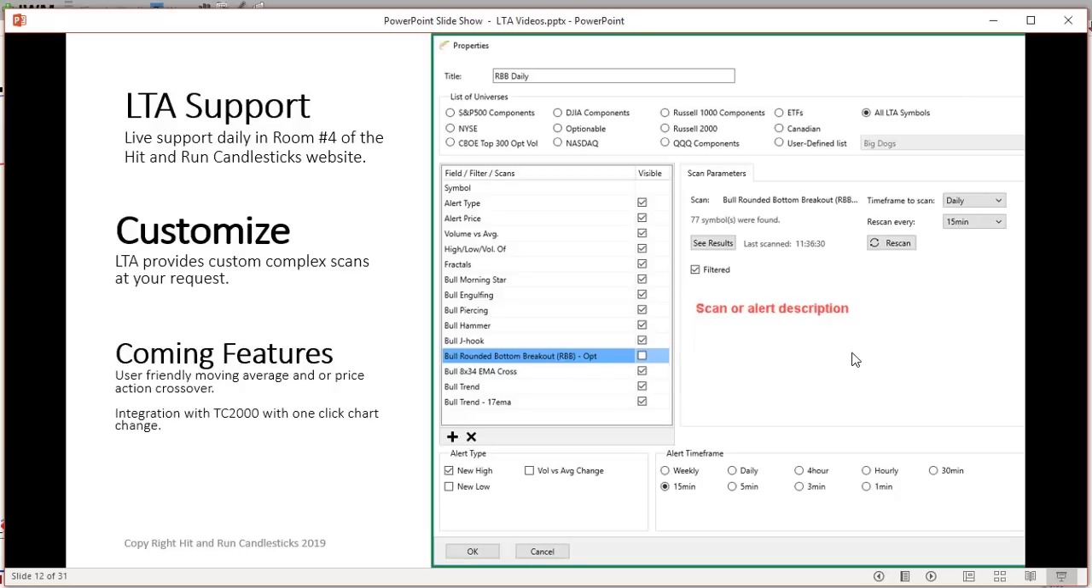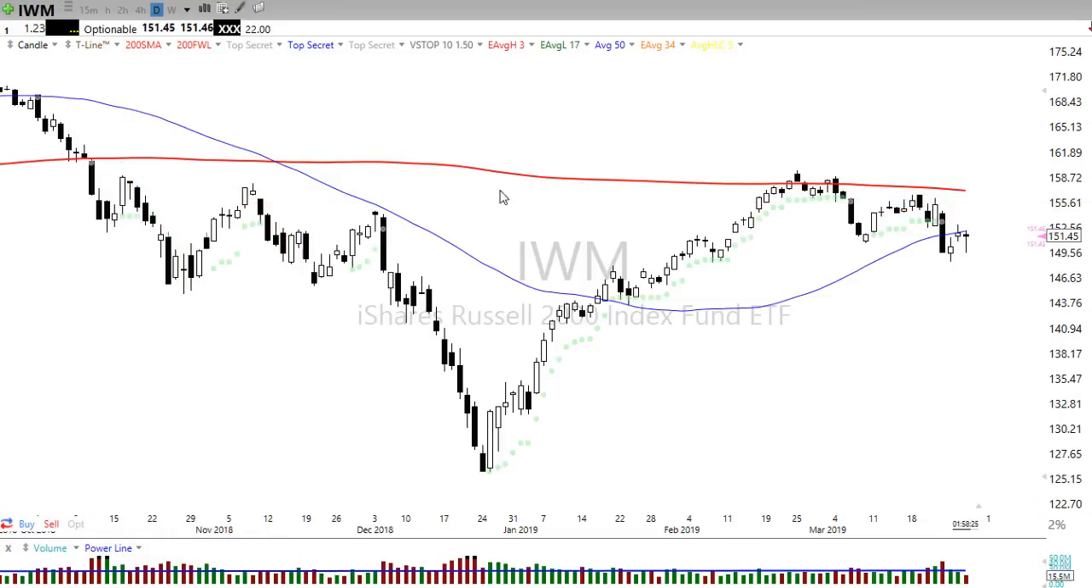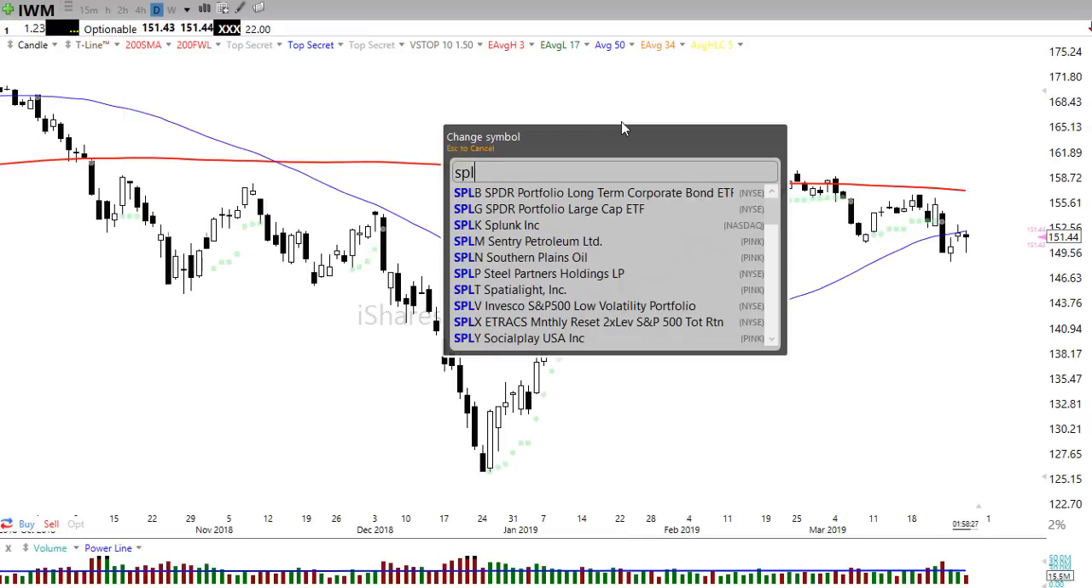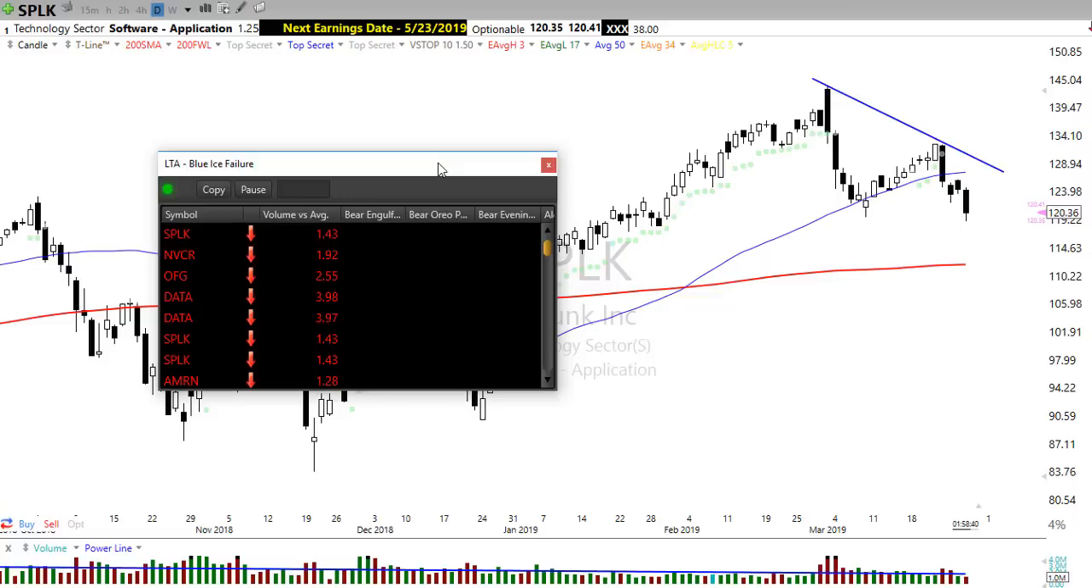Any questions? Like I say, we can go look at a few things here. In fact, let's do this. I'm going to slide this out of the way for a second, and let's look at SPLK. I'm looking at this because this is obviously not a rounded bottom breakout. Obviously not. But it is a blue ice failure, which is very much like the rounded top.